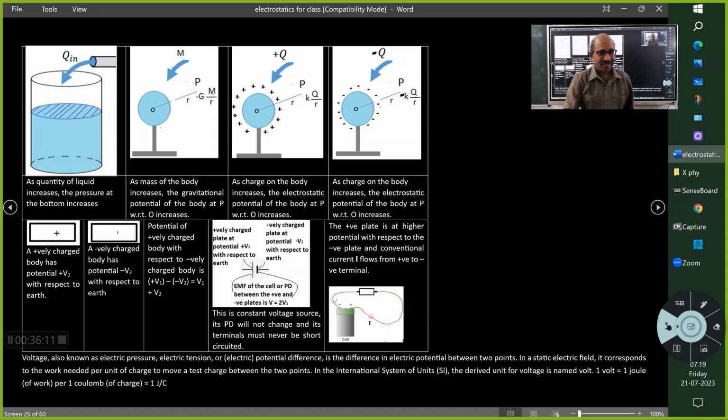From the center of Earth. This is P. This point P here, the distance of this point P from here to the center of Earth is R. Got it? So R is from the center, not from the surface. Understood? So minus GM by R square is the gravitational field.